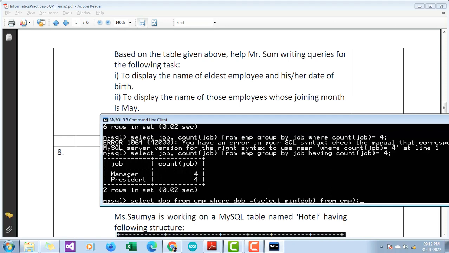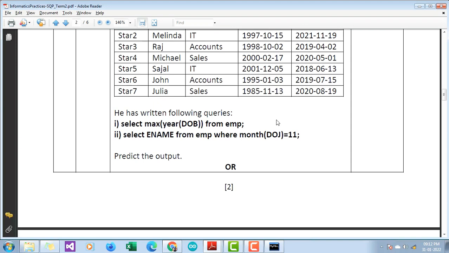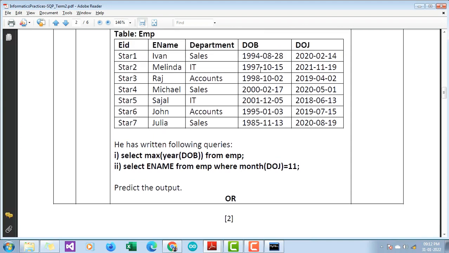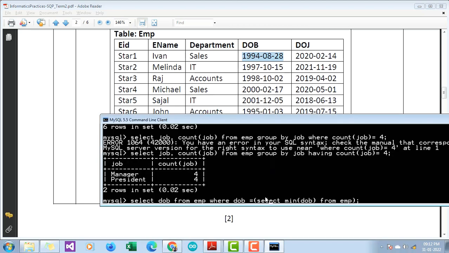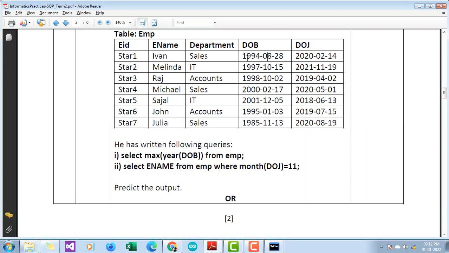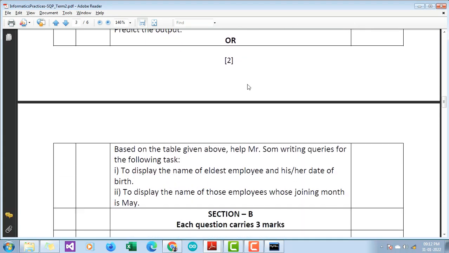Now, this is an example of a nested query where the innermost query executes first, and you will get the minimum date of birth from the table. In this case you will get 1994-08-28. This is the output of the inner query, and this value will be substituted in place of the inner query, and then the outer query will be executed, and you will get the minimum date of birth, or the date of birth of the eldest employee.